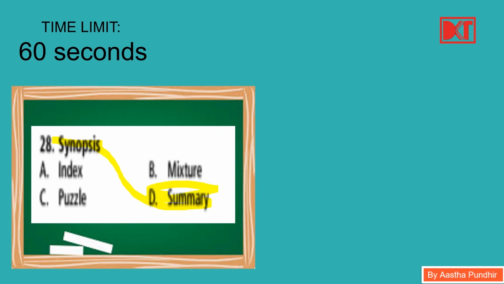They usually refer to a brief description of something. There's a brief summary given, or suppose you read a book and then you're asked to write a summary, which means it is a brief description of what all you read. That's what a summary is, okay? Index, mixture and puzzle are random words given, and I'm pretty sure you know the meaning of all of these, okay?